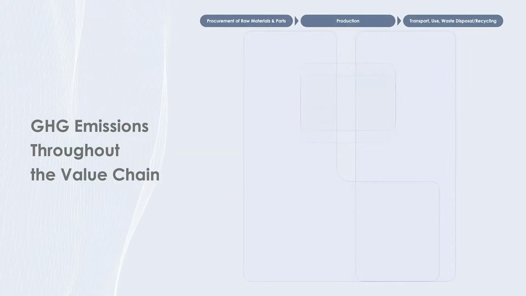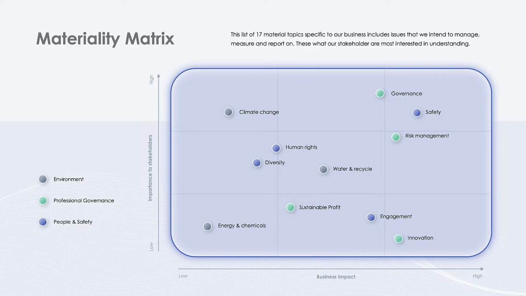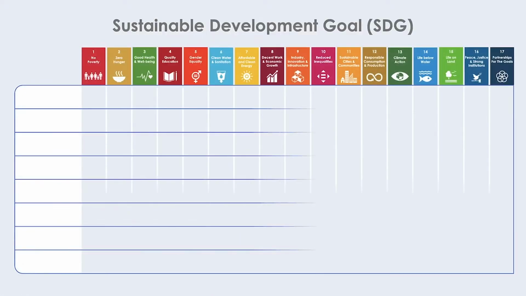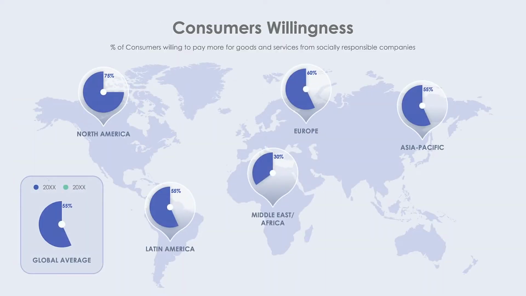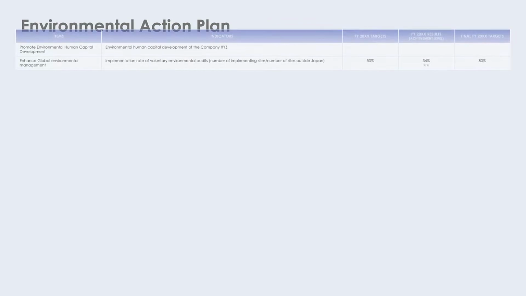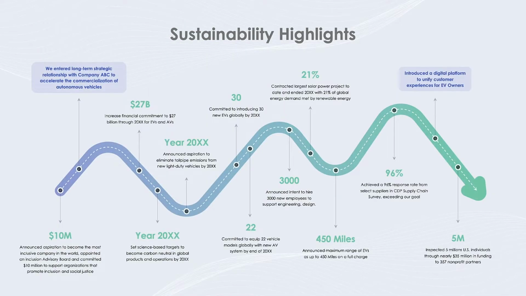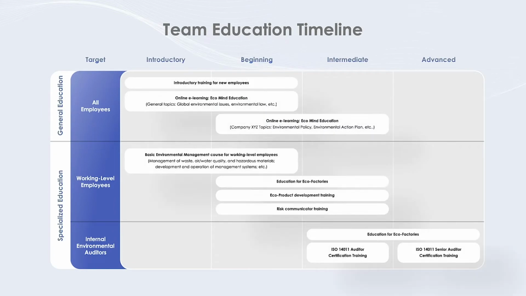The template includes slides on GHG emissions throughout the value chain, matrices for materiality and sustainability development goals, consumer willingness to pay, sustainability strategy promotion structure, an environmental action plan, social contribution, development highlights, and timelines on team education and impact minimization.